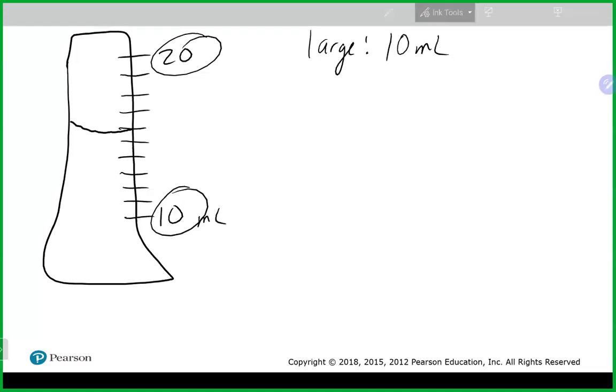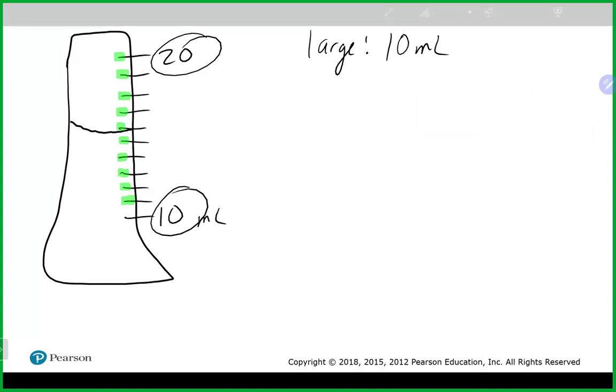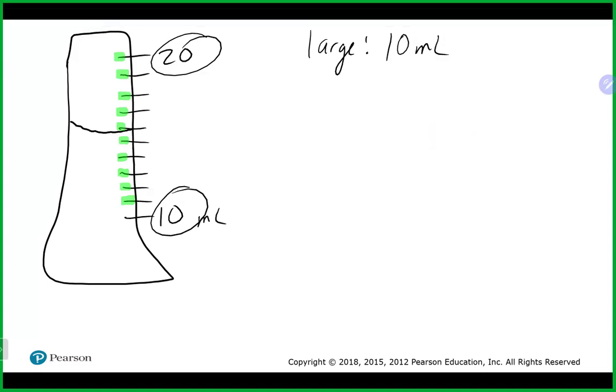Once again, we want to figure out what the small markings represent. We want to count how many we got. We got 1, 2, 3, 4, 5, 6, 7, 8, 9, and 10. In this case, each of the small markings represents how much? It does represent 1 milliliter. If you're not sure, take the large markings divided by the 10 smaller markings. 10 divided by 10 is 1 milliliter. That means this guy right here is 11, 12, 13, 14, 15, 16, 17, 18, 19, and 20.